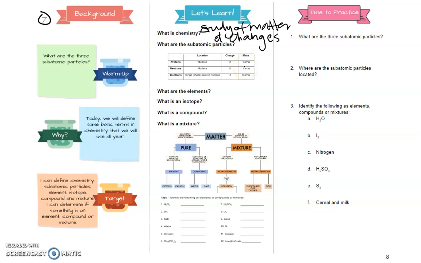Now, what are the elements? So we talked about elements. We've got the periodic table of elements we're going to be studying this year. So individual items on the periodic table.